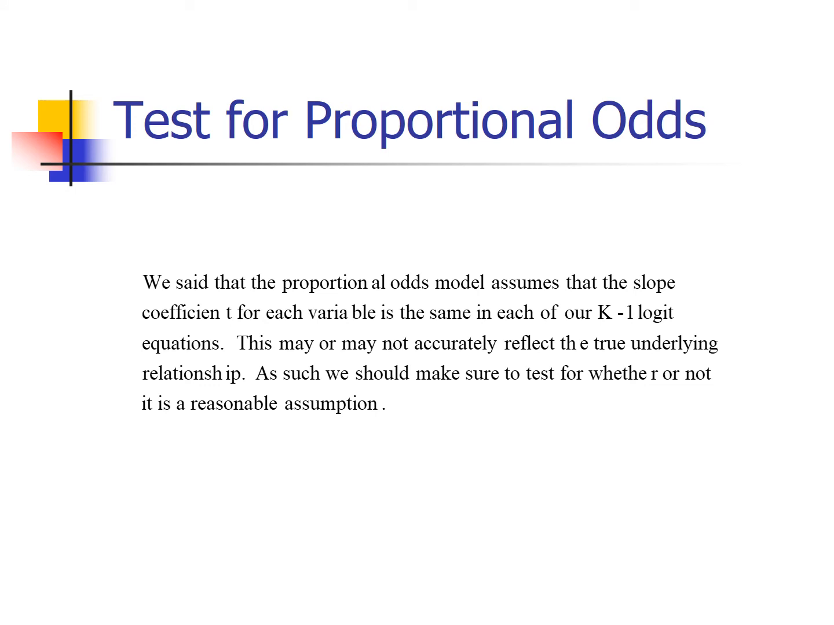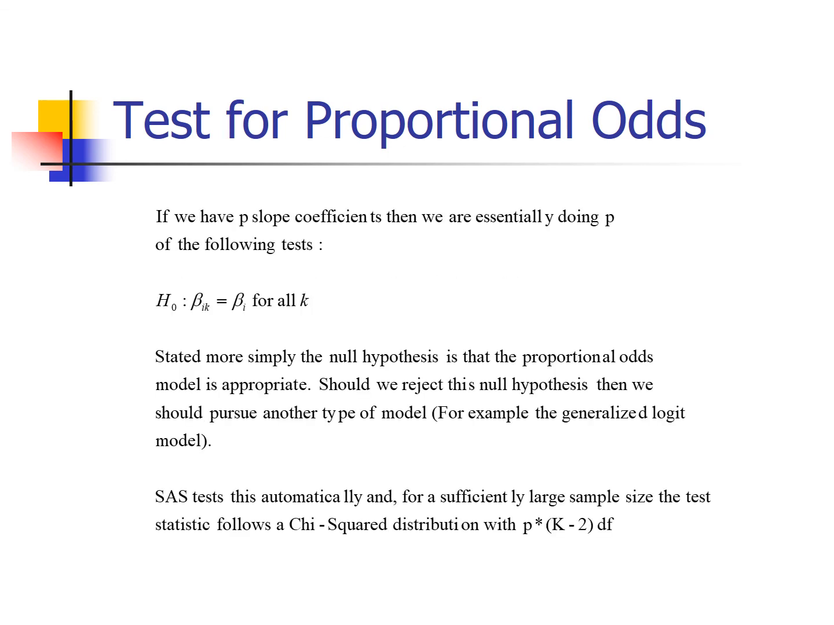So we said the proportional odds model assumes, and this assumption may or may not accurately reflect the underlying reality, that the slope coefficient for each variable is the same in each of our k-1 logit equations. And of course that may or may not be true, so we need to test it. How do we test it? Well, we use the test for proportional odds.